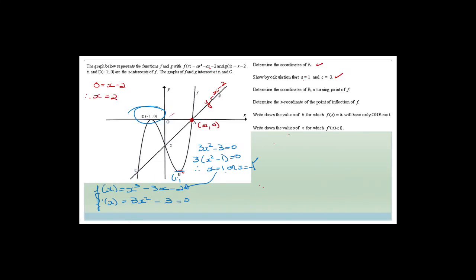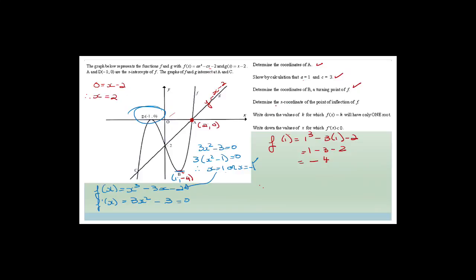Okay, so let's substitute in. We've got 1 cubed minus 3 times 1 minus 2, which is 1 minus 3 minus 2, which is minus 4. So therefore this value here is minus 4. So there we go, we found the coordinates of B, the turning point of f.